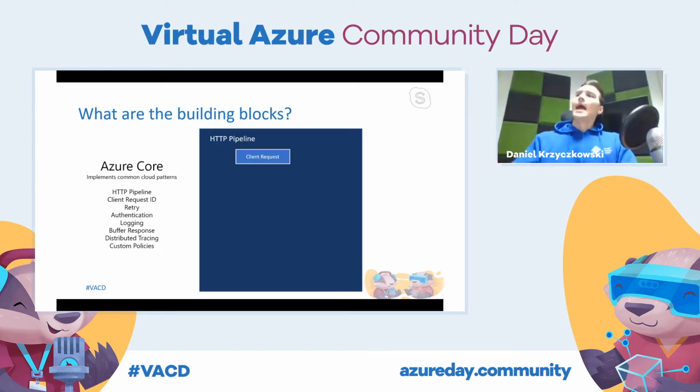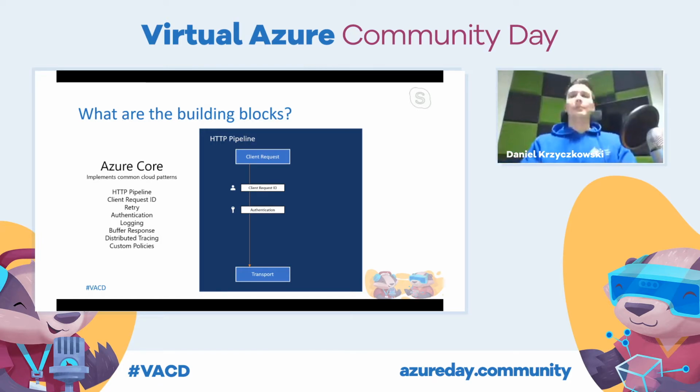Let's say that we have client requests. So we would like to access a secret in the Azure Key Vault, or we would like to download an Azure Blob, like a PDF file from the Azure Blob Storage. Then there is a transport layer, and what we can do is attach the client request ID, a unique ID related with this client request.